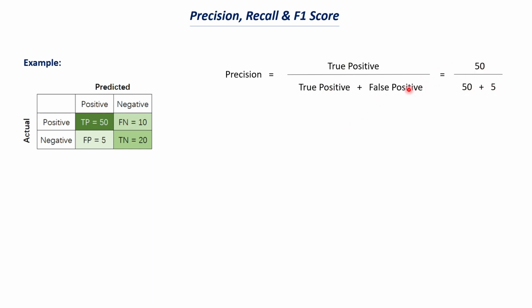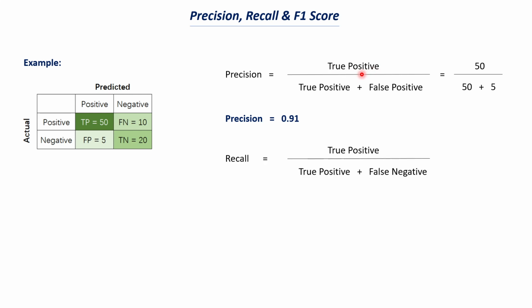True positive, we know, is 50, and false positive is FP, which is equal to 5. False positive means that the person doesn't have any infection or doesn't have diabetes, but is predicted as having a positive infection or positive diabetes. That's what we call a false positive. So it's basically 50 divided by 55, and the value we get for precision is 0.91. It is the percentage of true positives in your total predicted values.